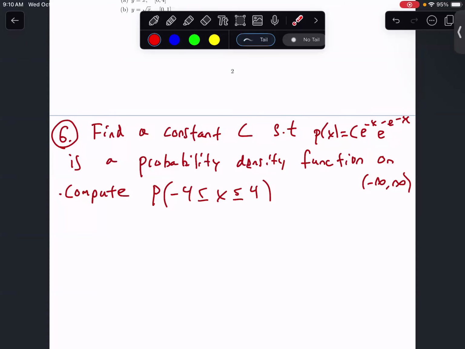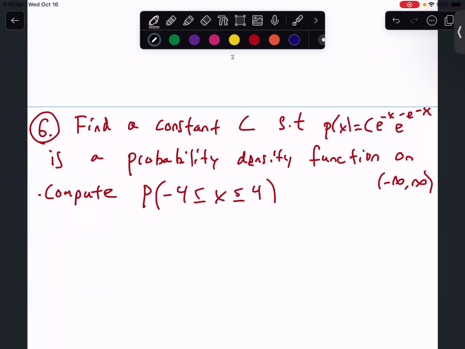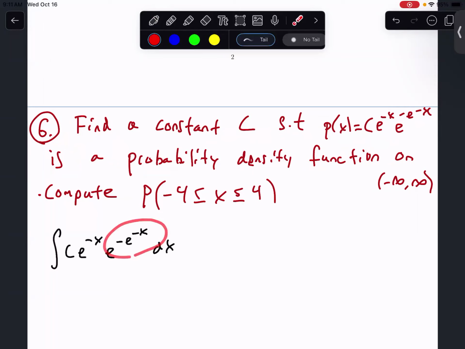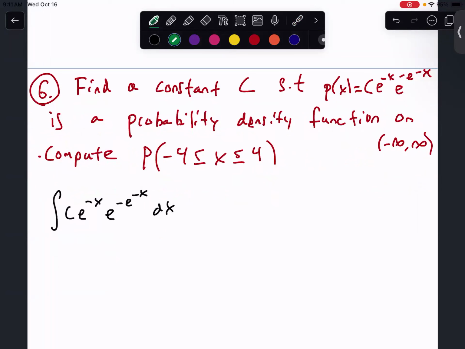Okay, so what do we end up having? Before even computing the definite integral, let's just see what the antiderivative of p ends up being. So let's take the antiderivative of c times e to the minus x times e to the minus e to the minus x dx. If you want to solve this integral, you're just going to use u substitution, right? So we'll let u be equal to e to the minus x. That tells you that du is going to be equal to minus e to the minus x dx.